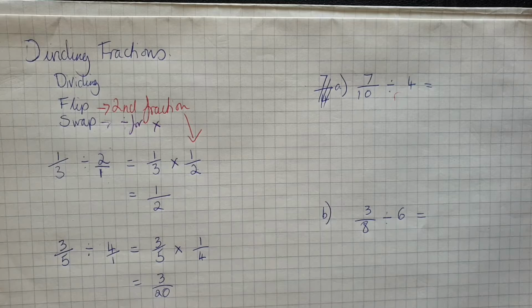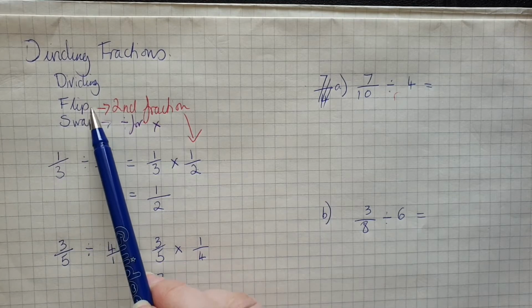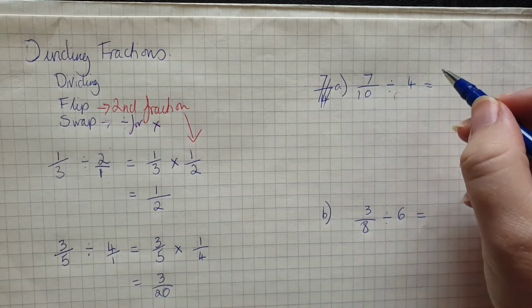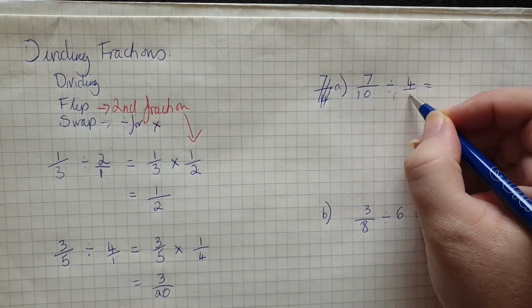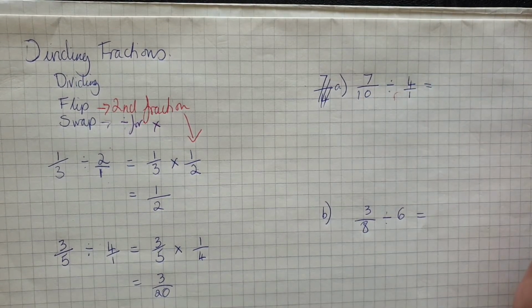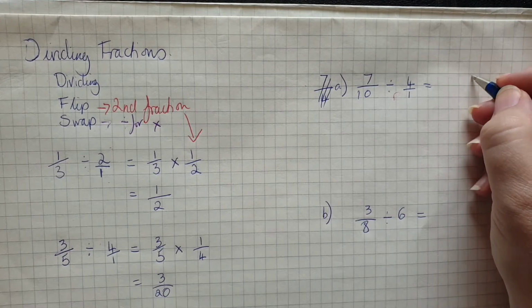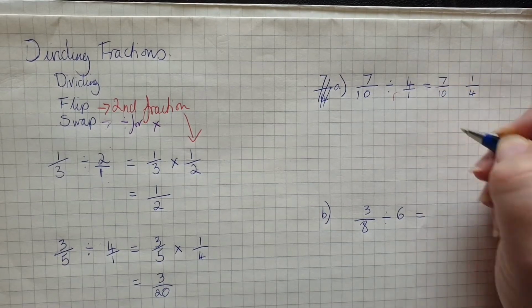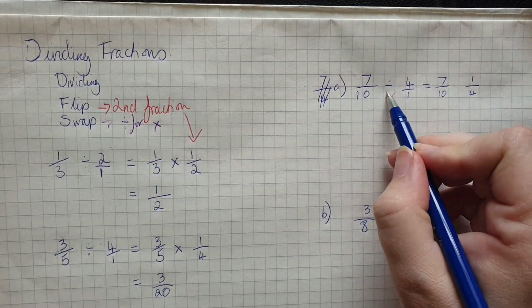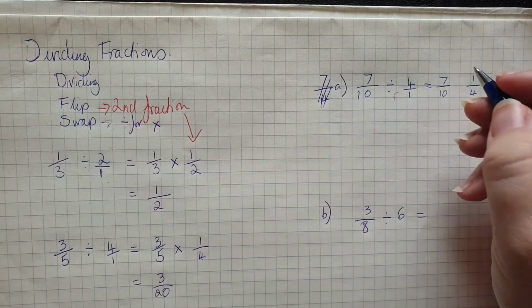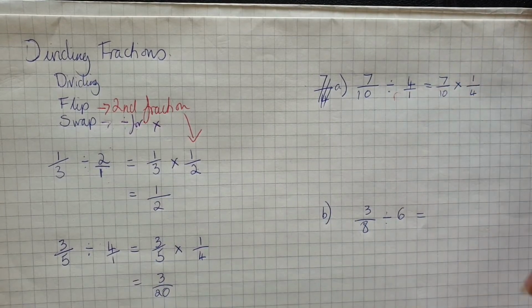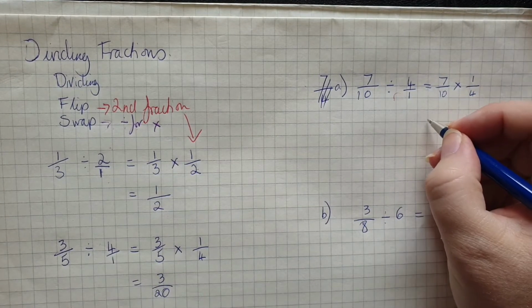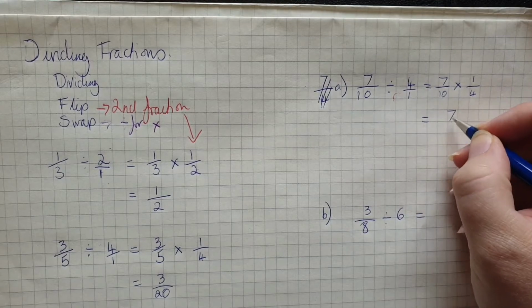Same principle as before. When we're dividing, we flip and swap. So I'm going to turn that 4 into a fraction. I am then going to flip it. So that is 1/4. I found the reciprocal. The 7/10 stays the same. The divide sign, I'm going to swap for a times. So we're doing a double inverse. That will give me 7/40.